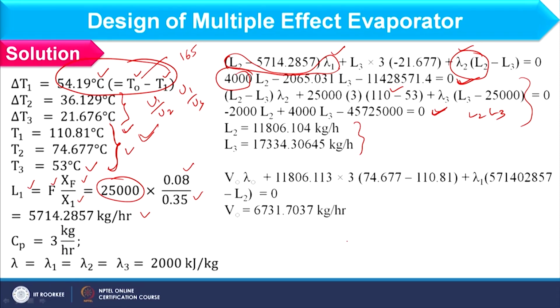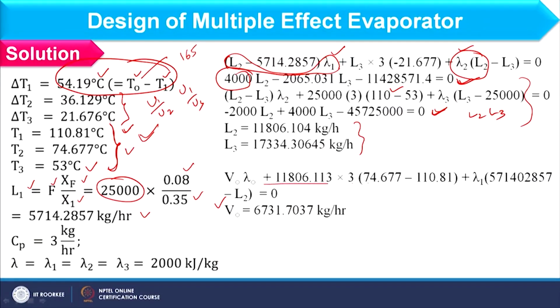Once you have L2 and L3 values, you can find out the V naught value considering the enthalpy balance of the first effect, where the term V naught is available alone, right. In that case you can find out V naught by solving these equations, because all known parameters are with you. So, the value of V naught you can find as 6731.7037 kg per hour. Now, what is the next step?